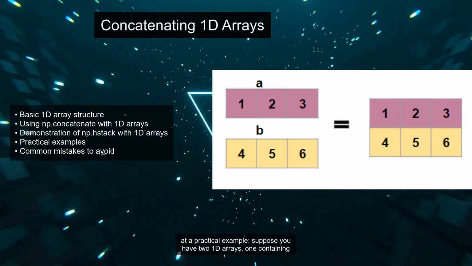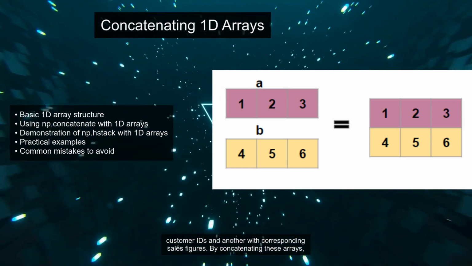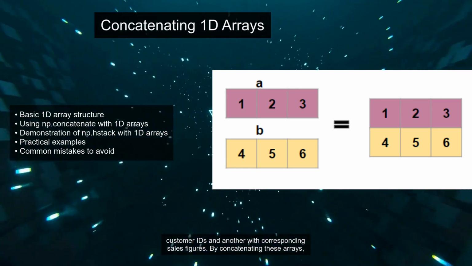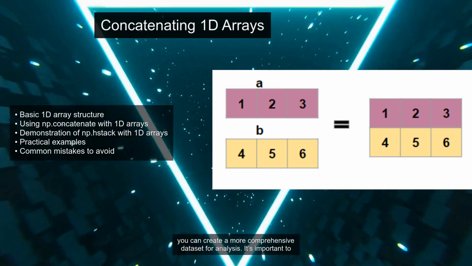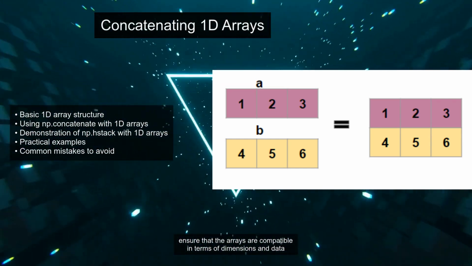Let's look at a practical example. Suppose you have two 1D arrays, one containing customer IDs and another with corresponding sales figures. By concatenating these arrays, you can create a more comprehensive dataset for analysis.